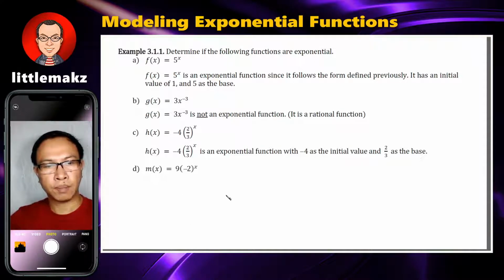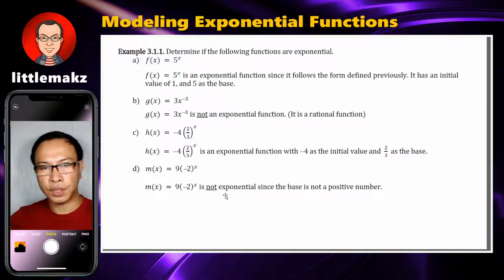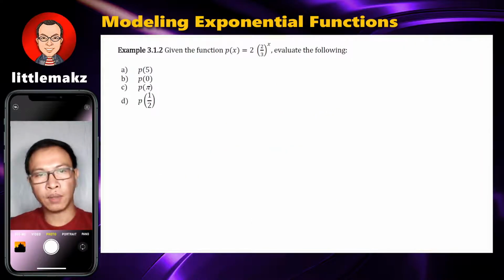For the fourth example, m of x is equal to 9 quantity negative 2 raised to the power of x. This is not an exponential function since the base is not a positive number. Take note that our base must always be greater than 0. Therefore, this is not an exponential function. Now, let's move on to the evaluation of given functions.